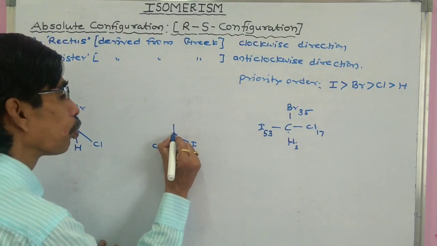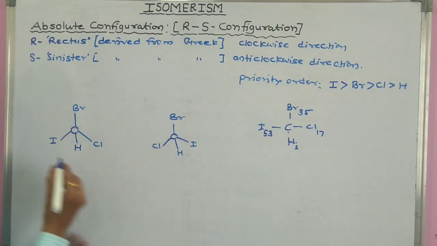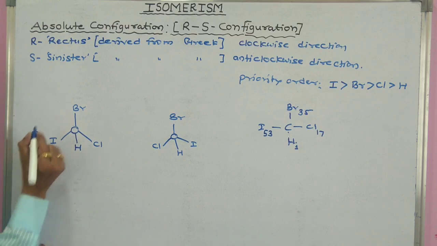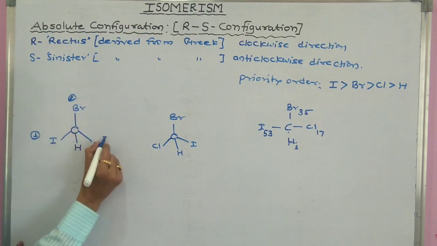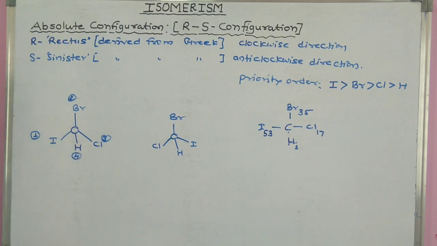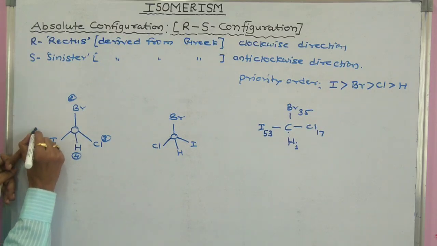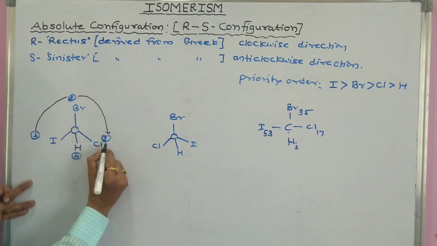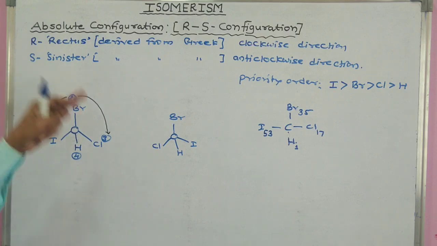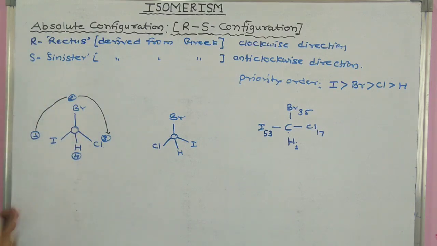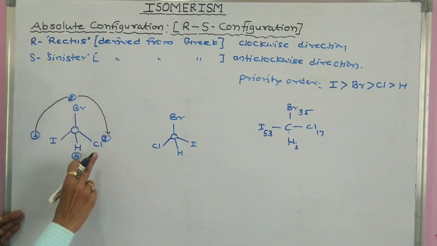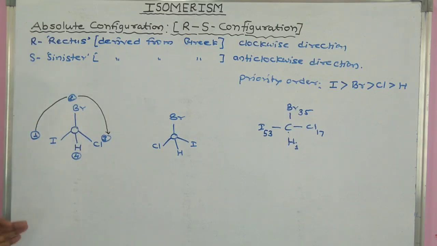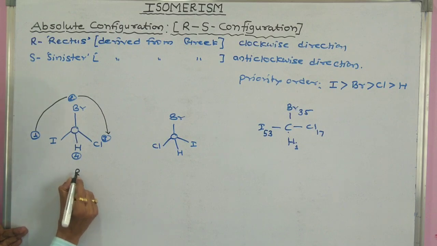Now in this example, iodine has priority number 1, bromine priority number 2, chlorine 3, and hydrogen 4. Now, if we proceed from the first priority to the second priority, and then the second priority to the third priority, our eye travels in a clockwise direction. If our eye travels in a clockwise direction, then this is the R configuration.